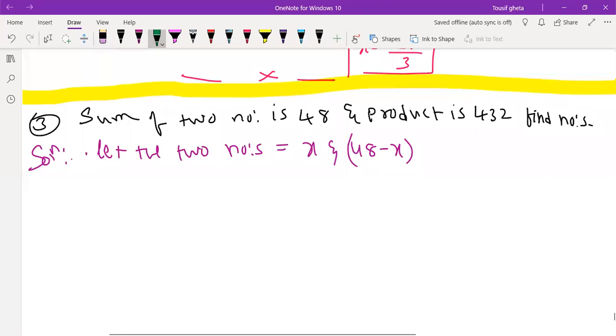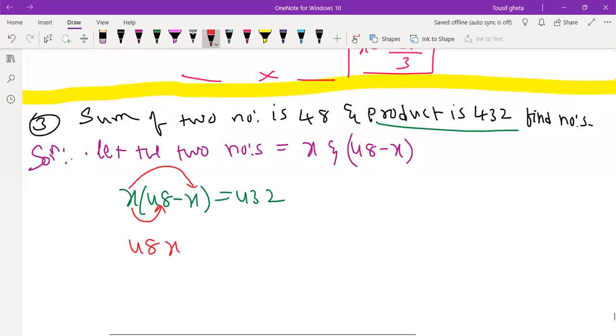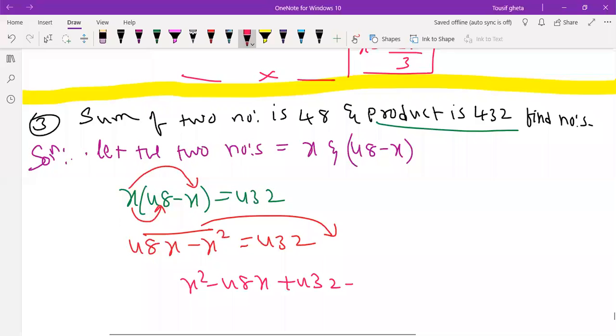Right. Then the product, they mention what? Product is 432. So this is x times 48 minus x equals 432. Multiply. x into 48 is 48x. x into x we will get minus x square. And this is equal to 432, correct? And bring this to this side so that the sign becomes plus. So x square minus 48x plus 432 equals 0.